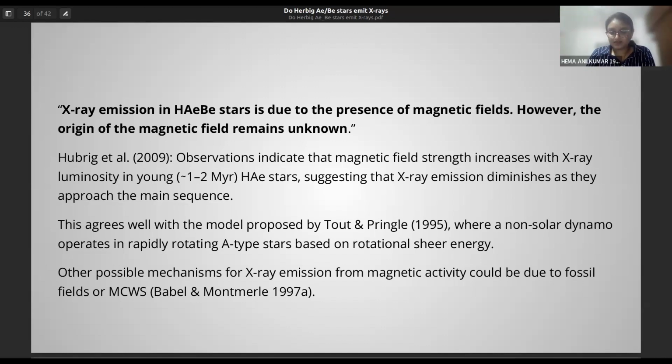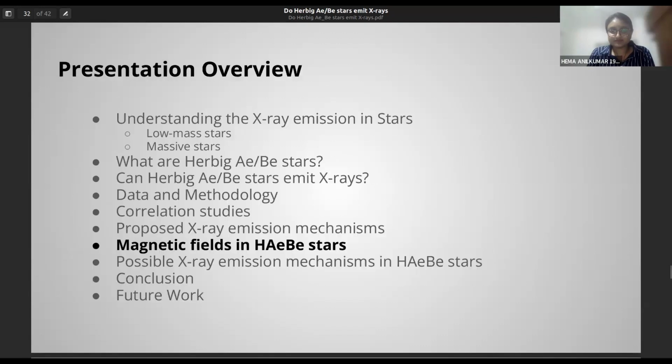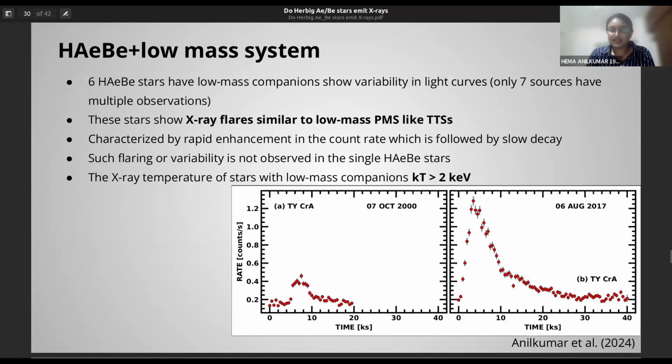Yeah, so when I was talking about the companion studies, we saw that around 6 of the stars in our sample had low mass companions, and these stars also had multi-epoch data. When we plotted the light curves of these stars, we observed some variability in them, and flaring also occurred in these stars. Supporting this, even the plasma temperature for such stars was greater than 2 keV. So I guess the question is, have you done something similar for the seemingly single stars?